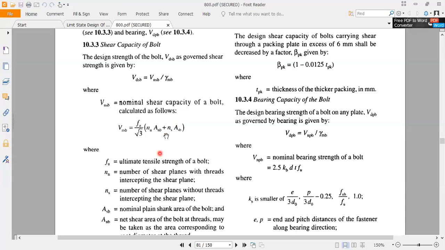Yes sir, understood. So only one plane is there, so assuming that this is not there, it will be 0. So the only thing left is this part only. So for this part, divided by gamma mb, will be there.